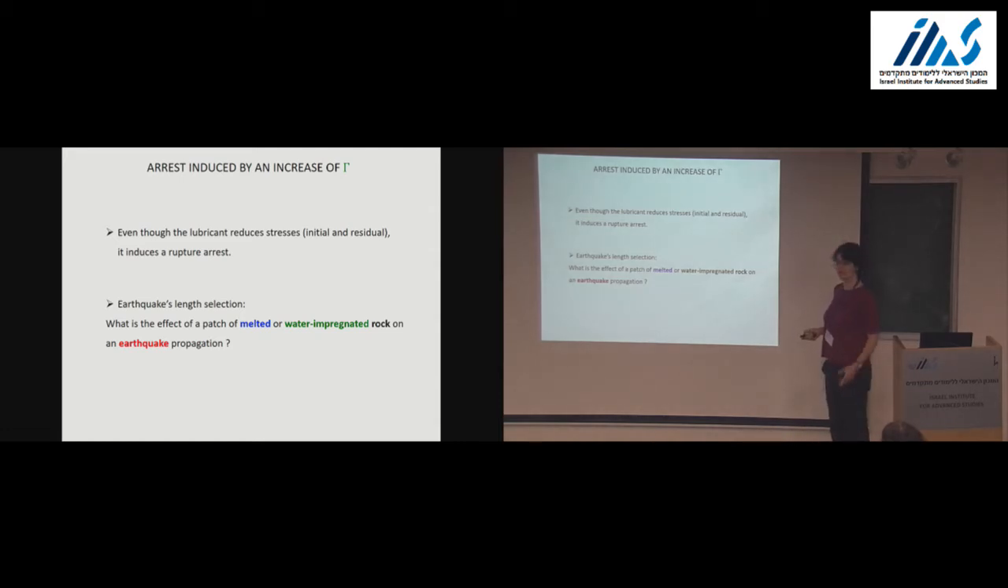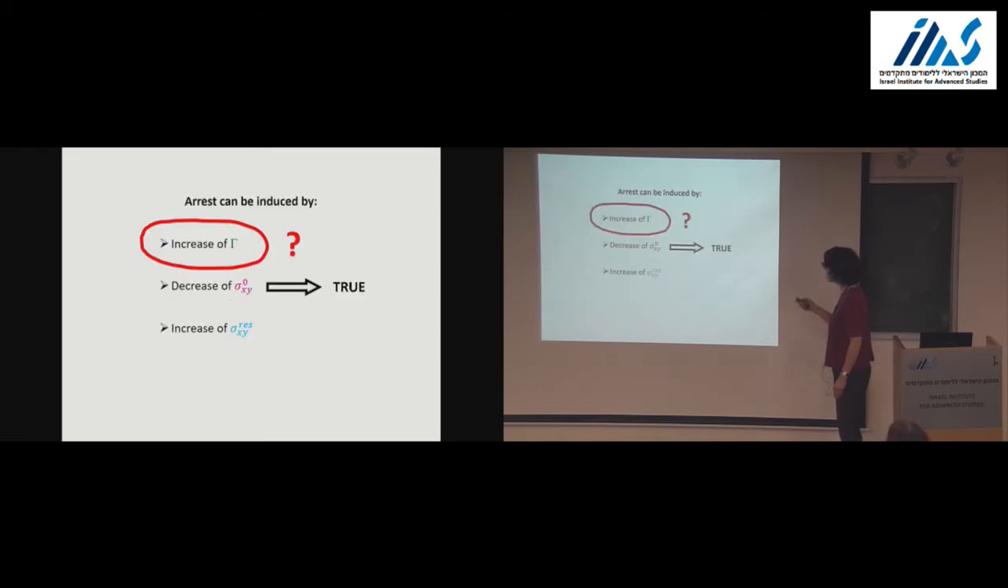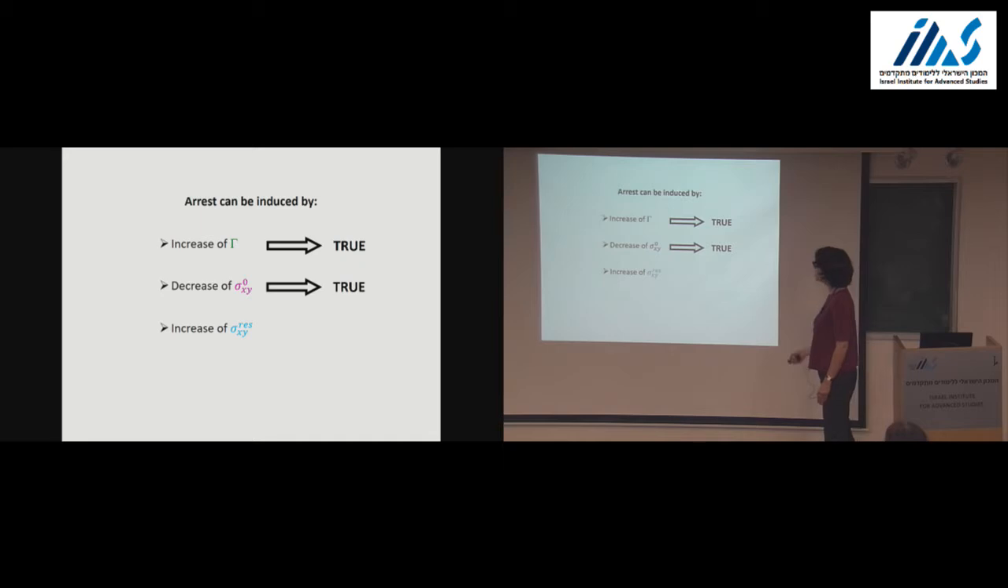Now, from a field point of view, we're in the session from the lab to the field. What would actually be the effect of a lubricant on earthquake propagation? Can we imagine a patch of melted rock, or some infiltration of water in rocks, arresting a crack? I ask this of Amir and Zeev, I don't know where they are. Infiltration of water into rock. Okay, but I don't know if water is a lubricant. But let's say, if we could apply oil, we could arrest a crack, an earthquake. Increase of gamma, yes, fine, we get an arrest.